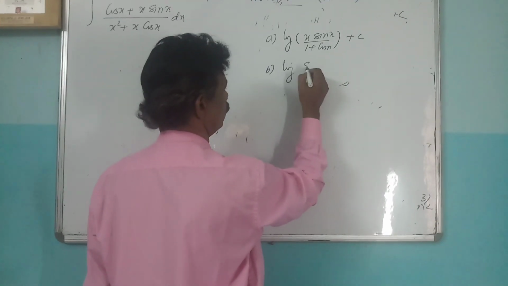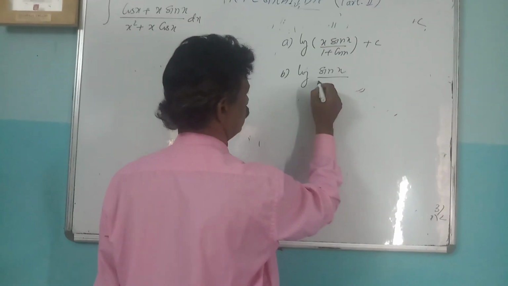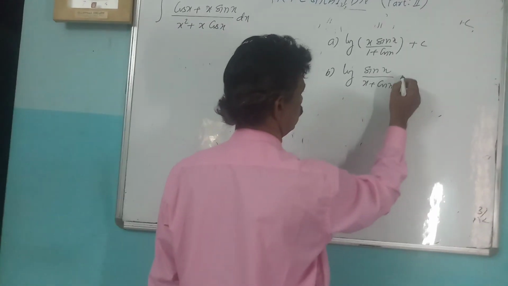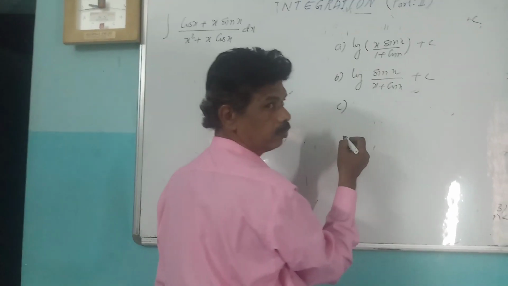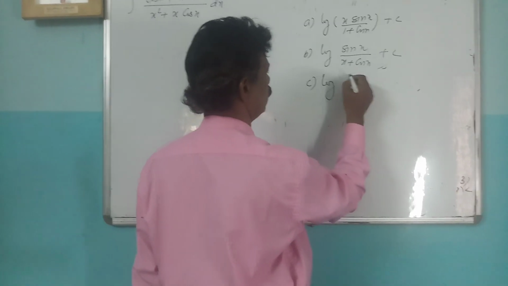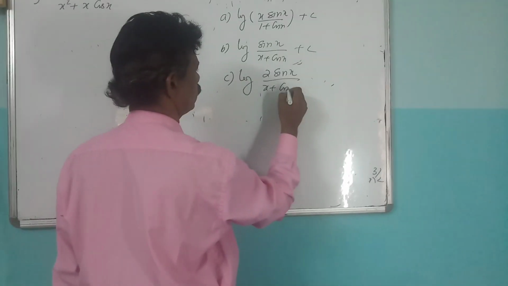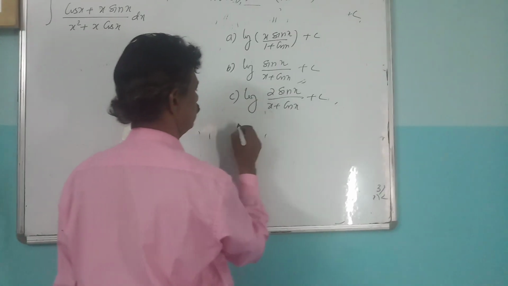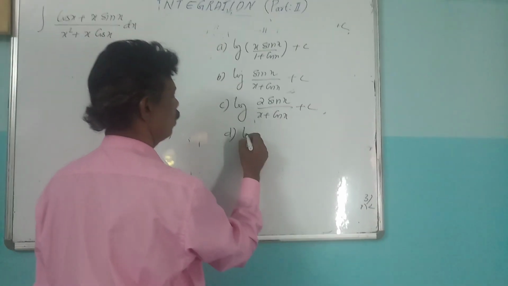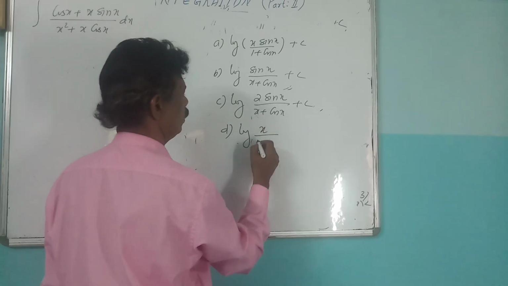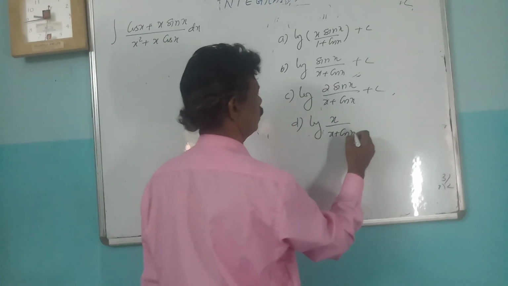Second choice: log of sin x by x plus cos x plus c. Third choice: log of 2 sin x by x plus cos x plus c. The last choice: log of x by x plus cos x plus c.